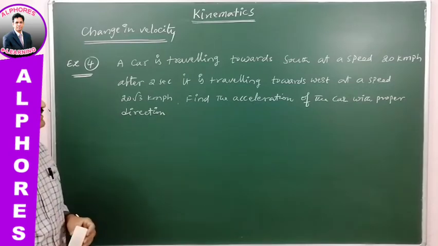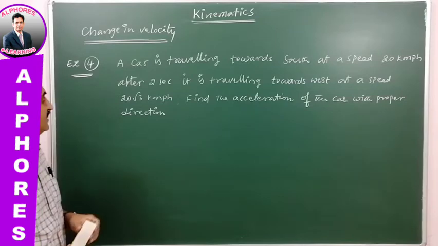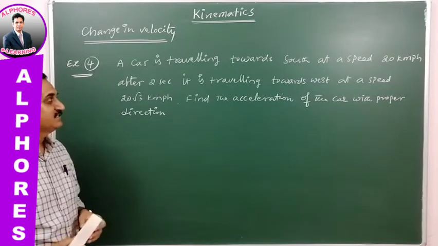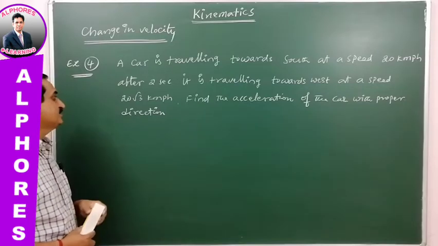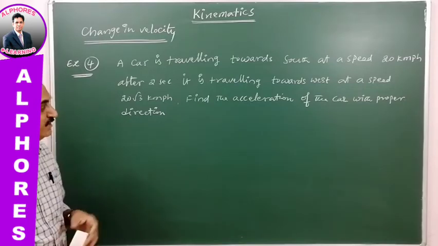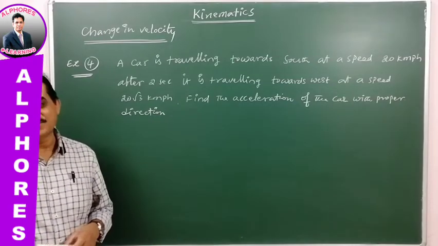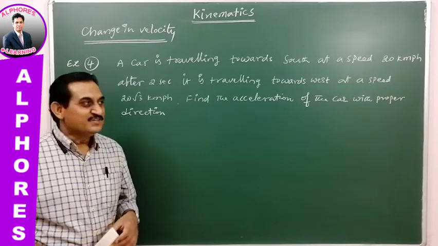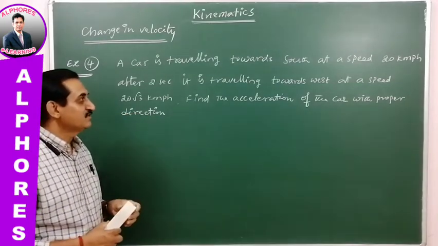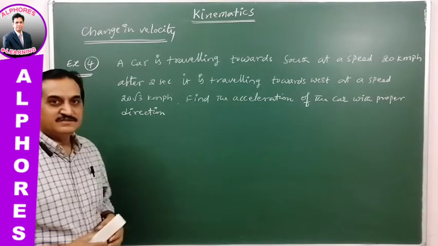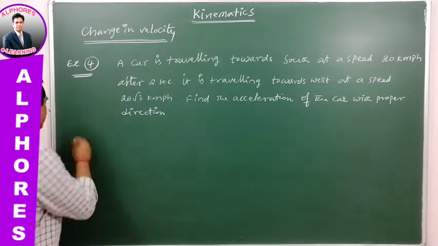A car is traveling towards south at a speed of 20 km per hour. After 2 seconds, it is traveling towards west at a speed of 20√3 km per hour. Find the acceleration of the car with proper direction. Given that the directions of the speeds are clearly mentioned, accordingly we go for the diagram.